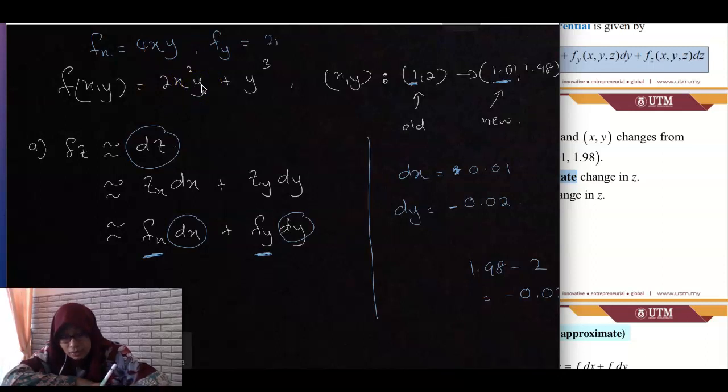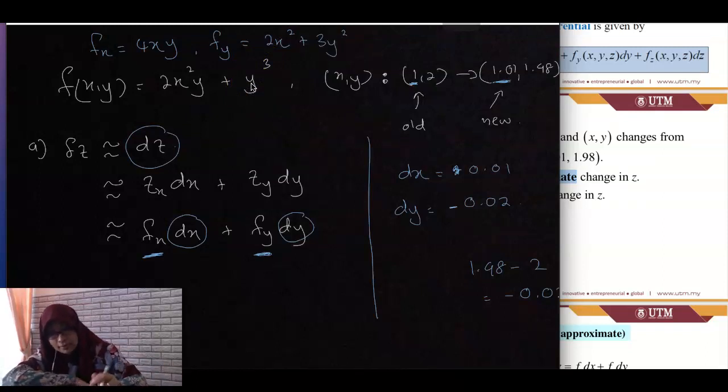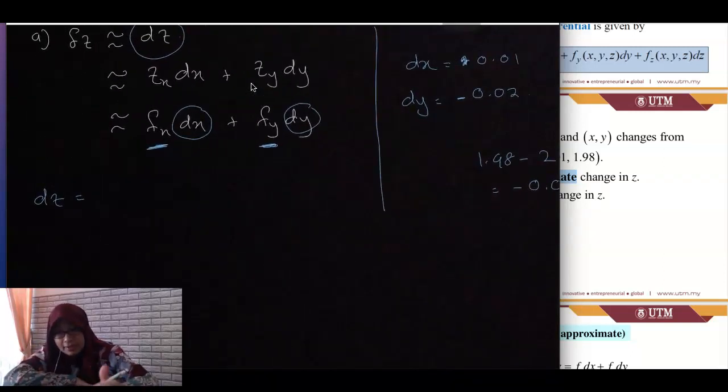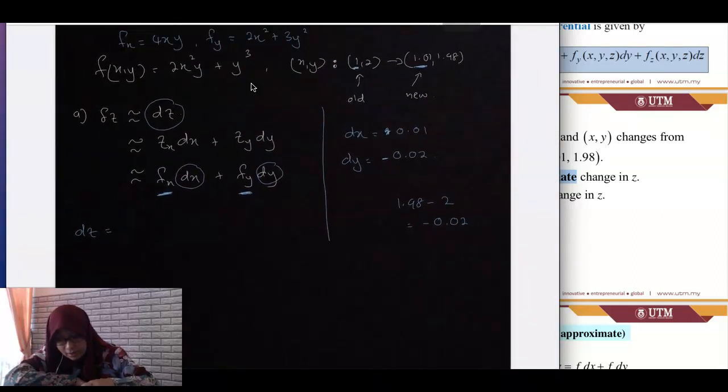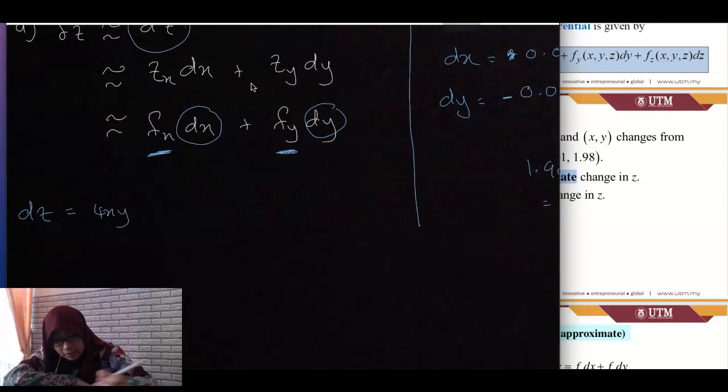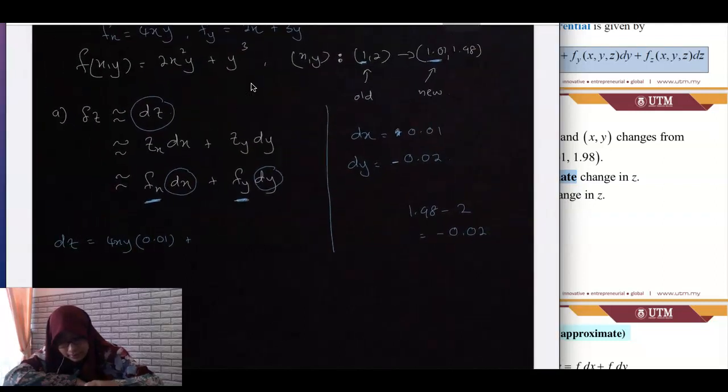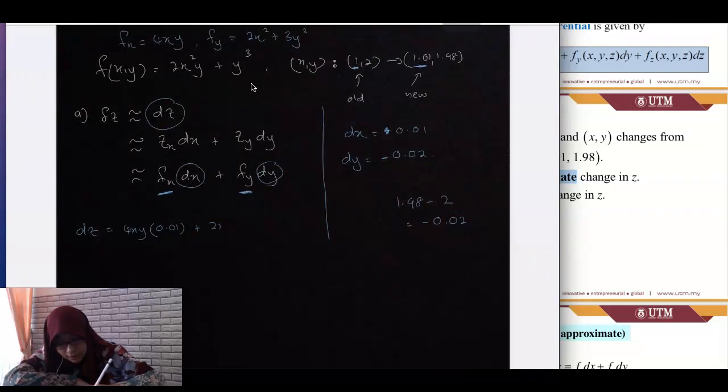So you have 2x squared plus, okay, you have to differentiate y cubed, so you will get 3y squared. And then you put it into the formula. fx just now gives you 4xy multiplied by dx. So dx is now 0.01, plus fy, which just now we got 2x squared plus 3y squared, multiplied by delta y, which is negative 0.02.